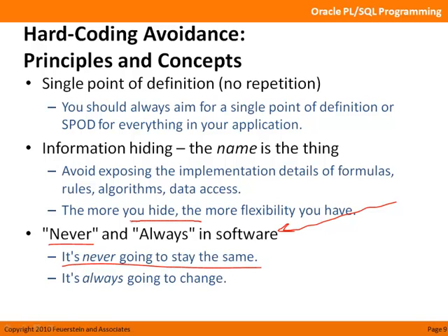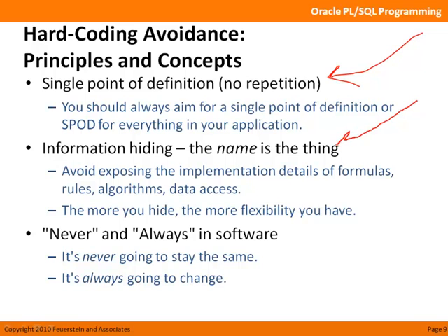If anybody ever says always when they're talking about their code, you should start laughing and say that's ridiculous, unless they're saying it's always going to change. But if it's not these two sentences, then the word never or always usually indicates somebody making an assumption that is a bad assumption and will result in problems further on down the road. So, aim for single points of definition, hide details behind a name, a procedure or a function call essentially, or a constant, and avoid never and always assumptions in your software.